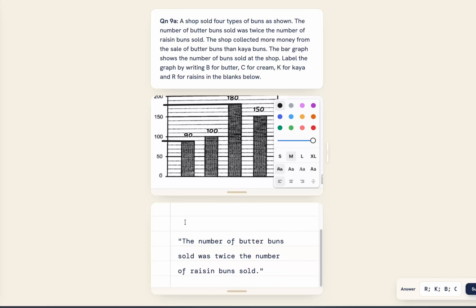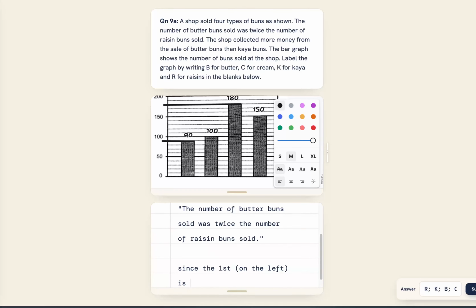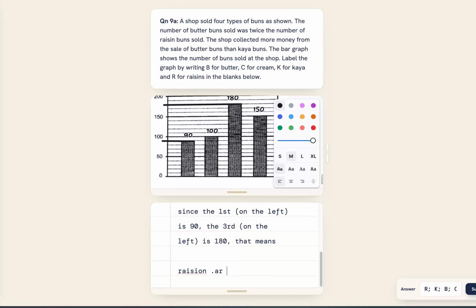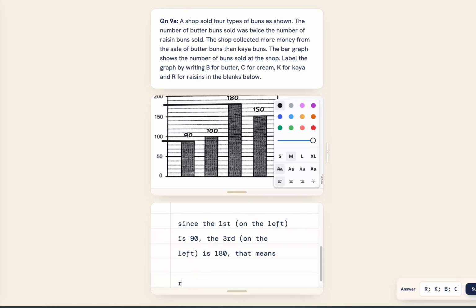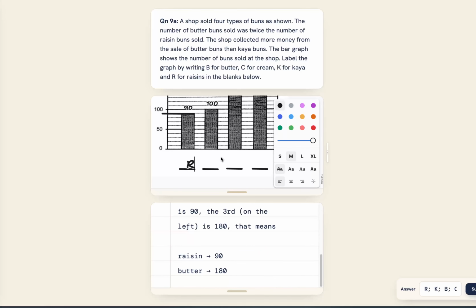So from here, can you guess the number of butter buns sold was twice the number of raisins? Since the first on the left is 90 and third on the left is 180, that means raisin is equal to 90, and butter is equal to 180. Therefore, you put R and you put B over here.